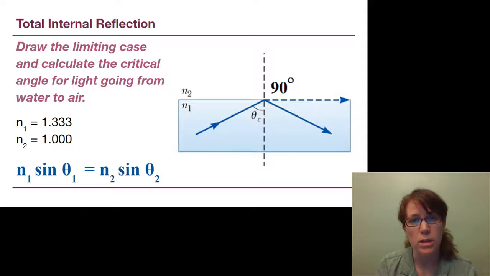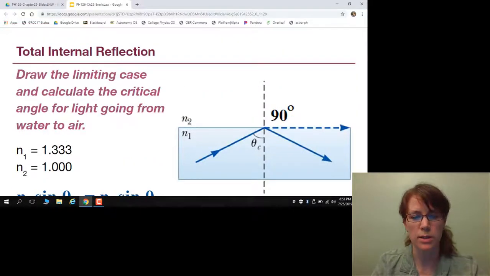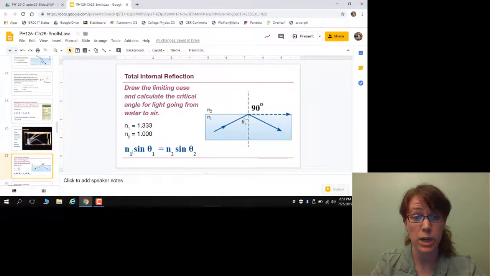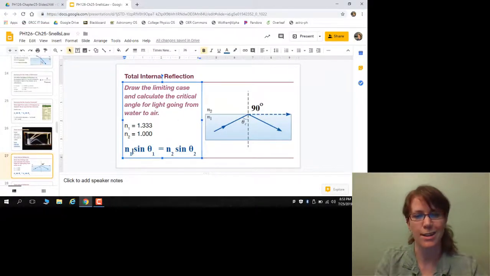The sine of the angle we're looking for is 1 over 1.33, because it's 1 times 1, and then we divide both sides by 1.33. And the angle itself would be the inverse sine of that. So again, we'll pause this. We'll plug in numbers right here, messing up all the slides.